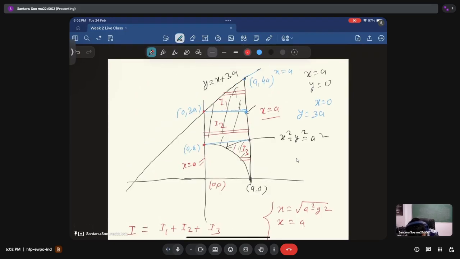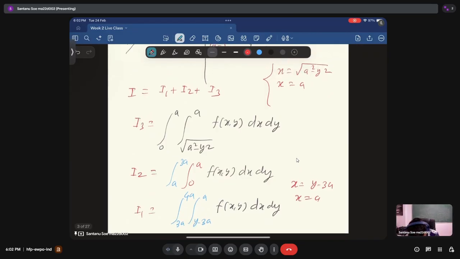This is because the rightmost line is x equals a, and since it's touching the line y equals x plus 3a, you can put x equals a there, so you will get the intersecting point as y equals 4a. So the intersecting point of the line y equals x plus 3a and the line x equals a is nothing but a comma 4a, correct? So that's why the limit is from 3a to 4a.